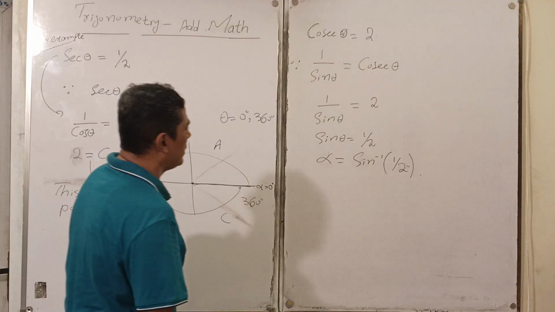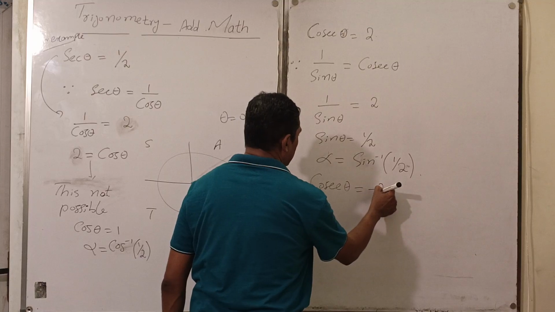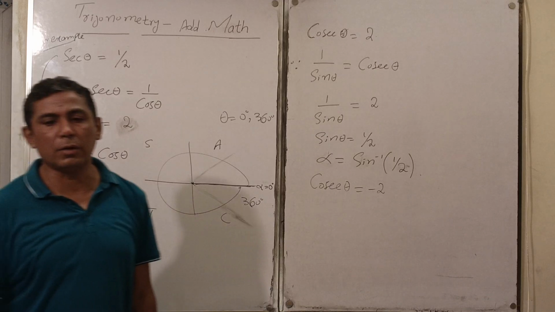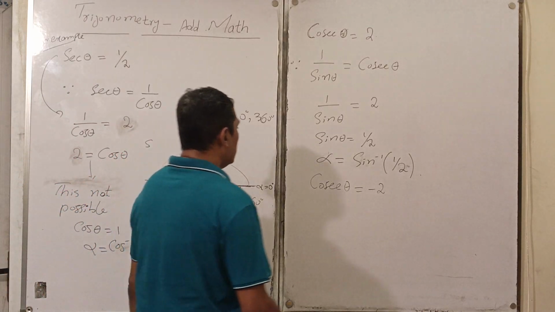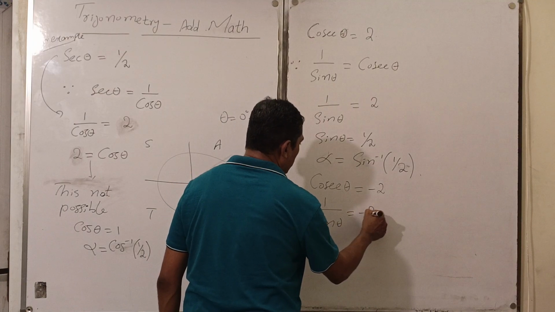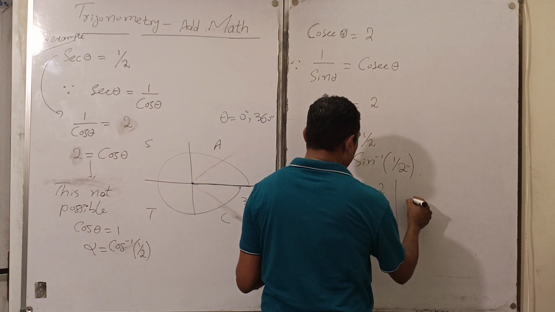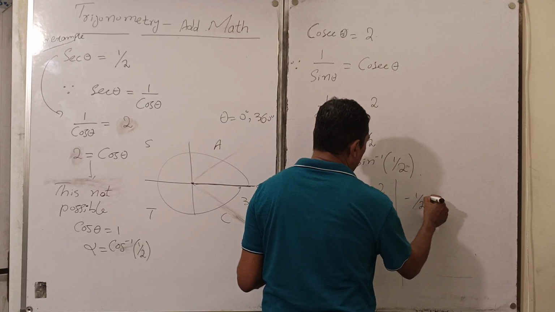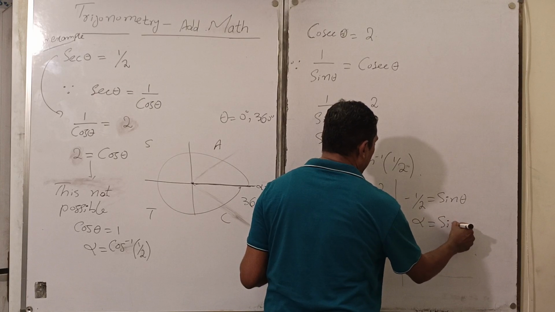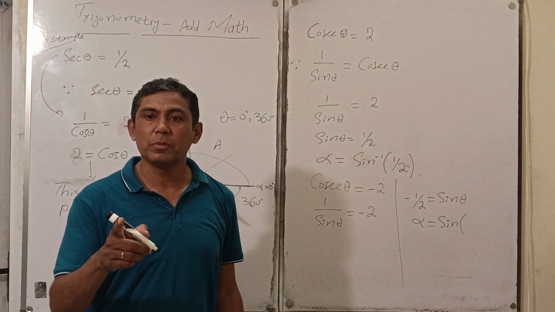Now guys, one important thing. I told you, for example, this one: cosec theta equal to minus 2. Again, 1 over sine theta equal to minus 2, and how does it change? So it will be minus 1 over 2 equal to sine theta, and alpha equal to sine inverse of what? Minus 1 over 2 or 1 over 2? 1 over 2.